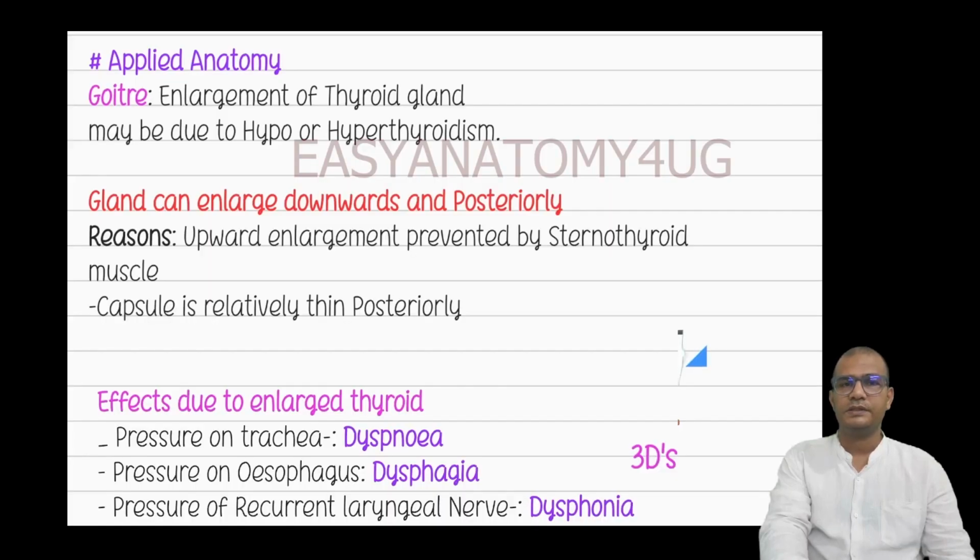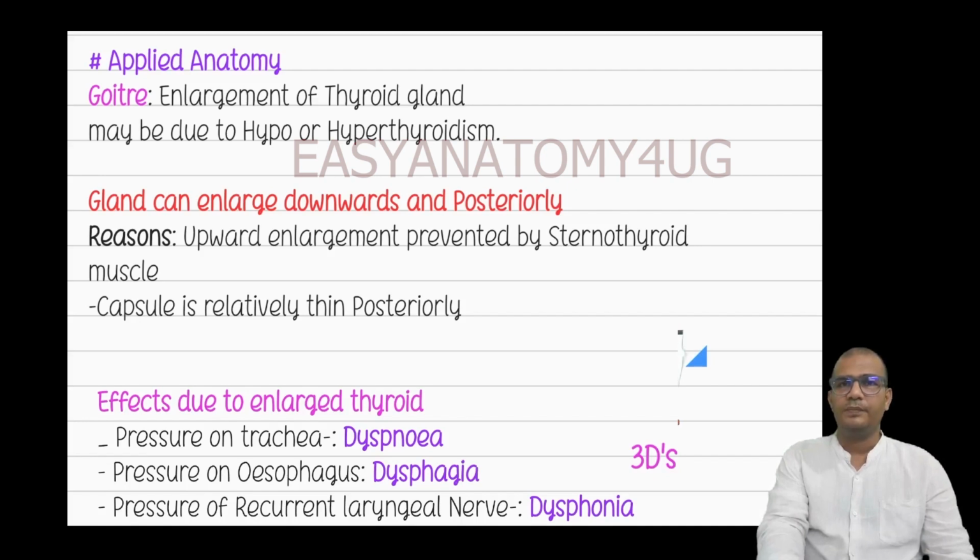Now let us discuss a few important points about the applied anatomy. First one is goiter. Goiter is the enlargement of the thyroid gland, and remember, it may be due to hypothyroidism or hyperthyroidism. In both the cases, the thyroid gland may enlarge. So in which direction may the gland enlarge particularly?